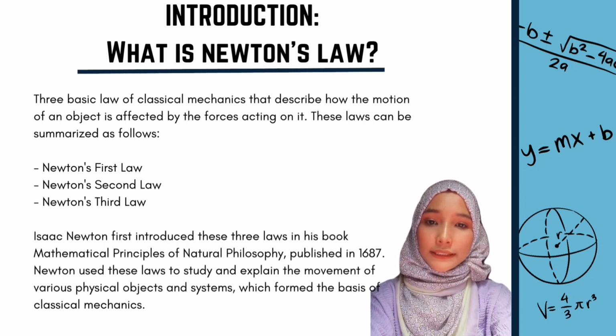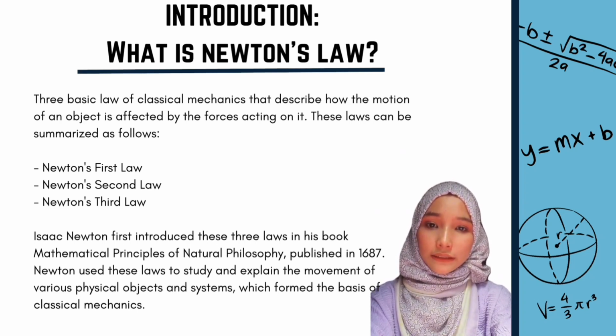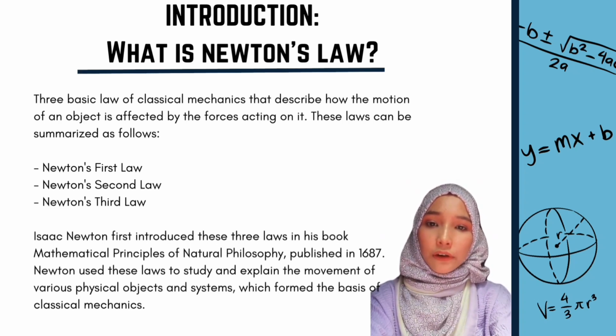Isaac Newton first introduced these three laws in his book, Mathematical Principles of Natural Philosophy, published in 1687. Newton used these laws to study and explain the movement of various physical objects and systems, which formed the basis of classical mechanics.